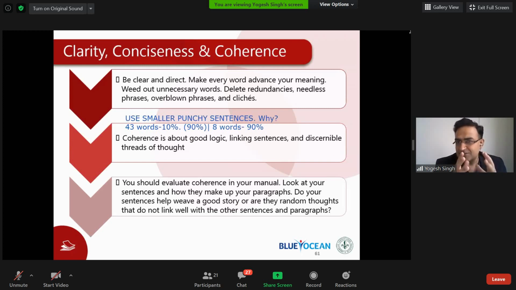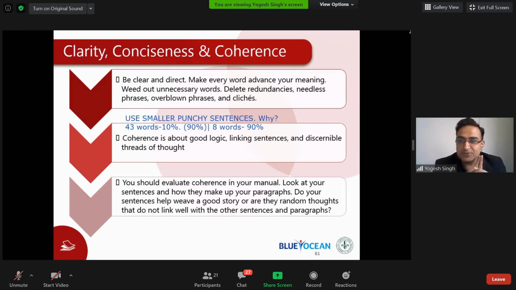Make this small change in your emails. Make this small change in your life when you are writing. You will see people will understand you more. It's a very simple thing to do. So conciseness means small, and one more thing you will realize when you do that.